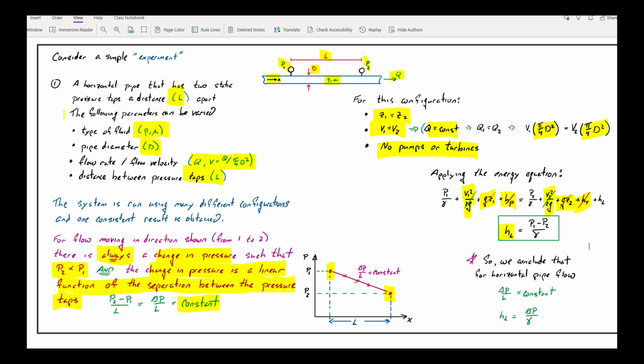That gives me units of length. So from this experiment, we conclude two things. One, that there is a pressure drop, and the pressure drop is proportional to the length of the pipe, or the distance between the pressure taps. And from the energy equation, we can now write that the loss term is equal to delta P over gamma, where of course gamma is equal to rho times g, just to remember that. It's the specific weight of my fluid.